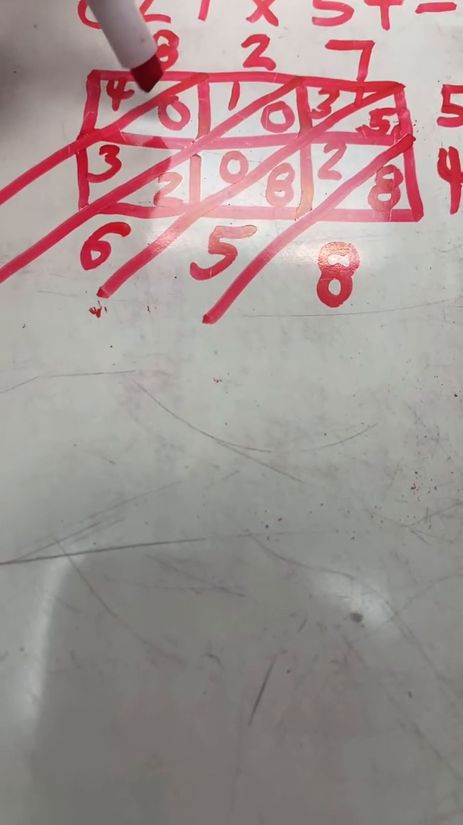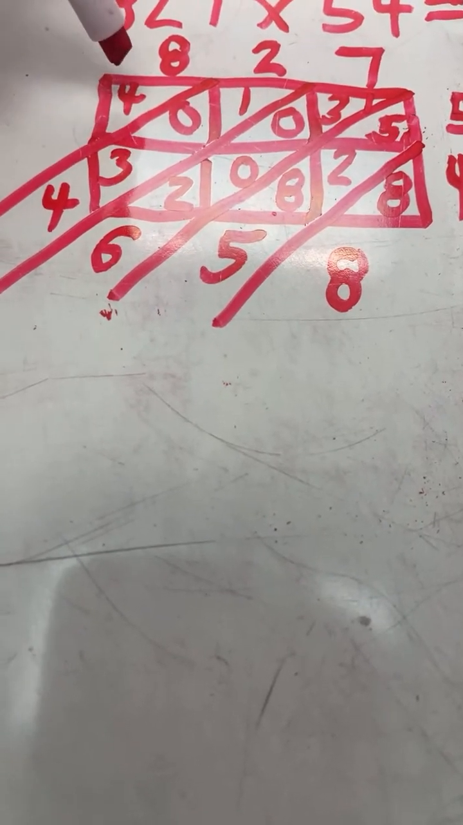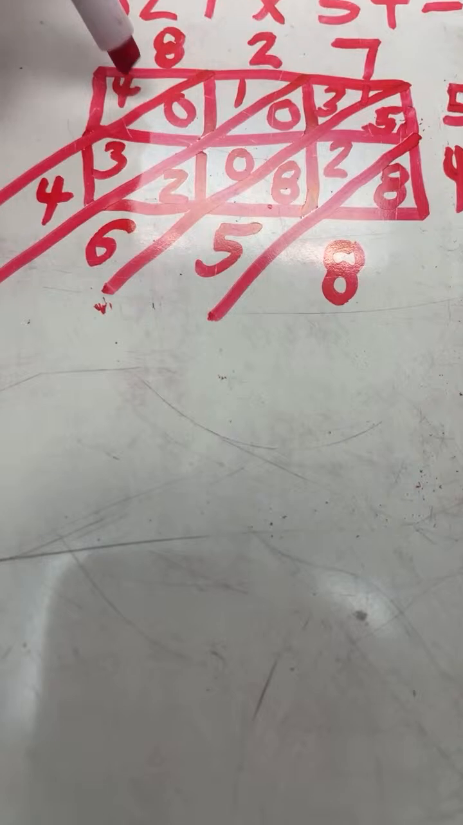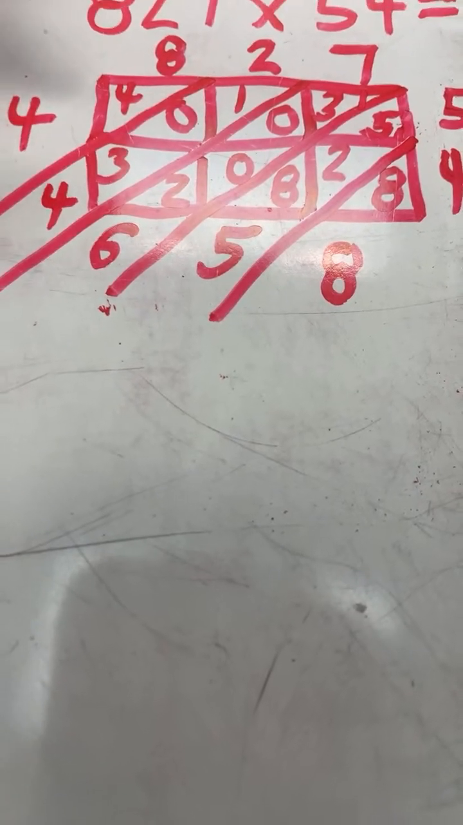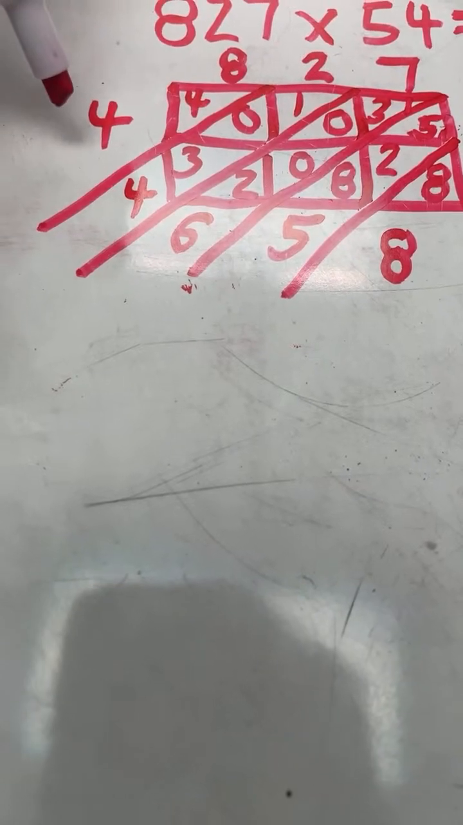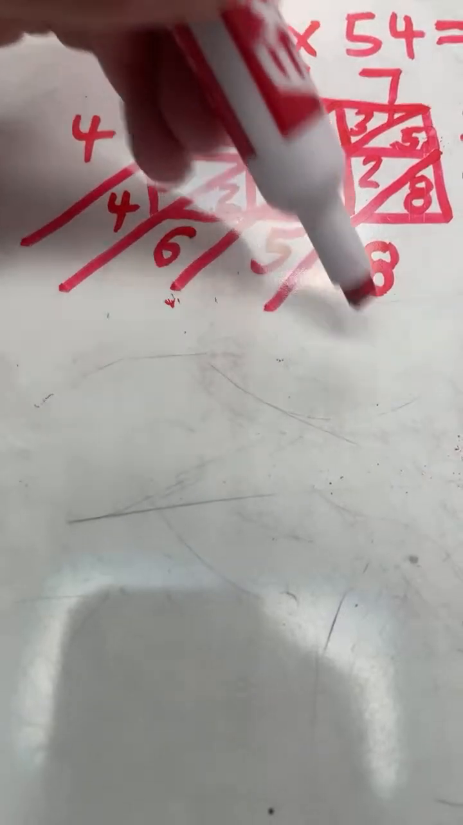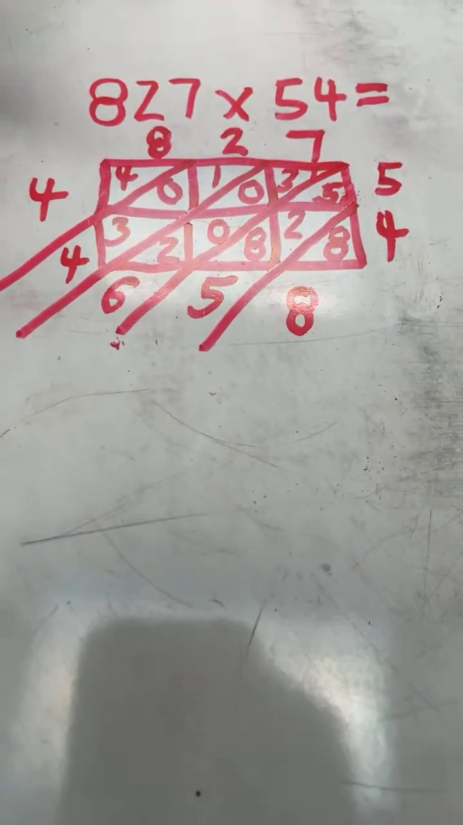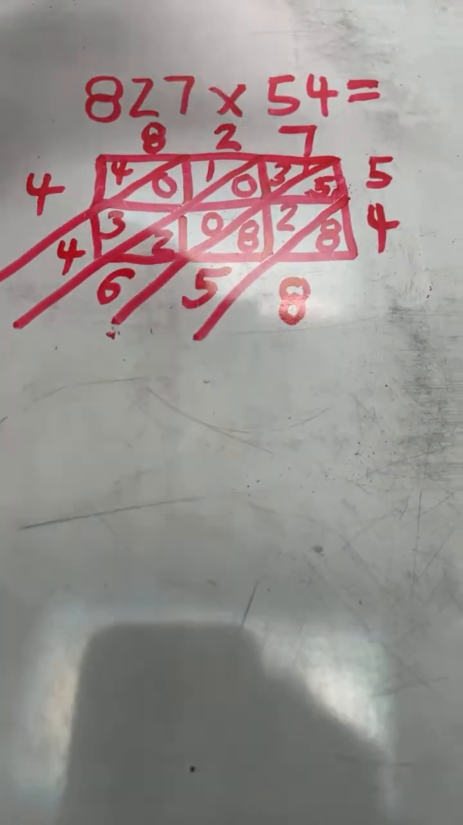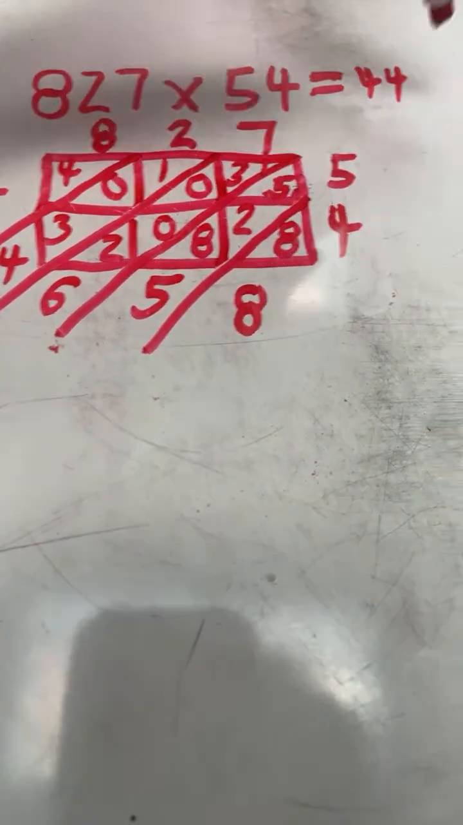1 plus 0 equals 1, plus 3 equals 4. And then along this diagonal line, the only number inside the square is 4, so that's what we're going to put up here. Now we're going to read the number from left to right. We have 44,658. 827 times 54 equals 44,658.